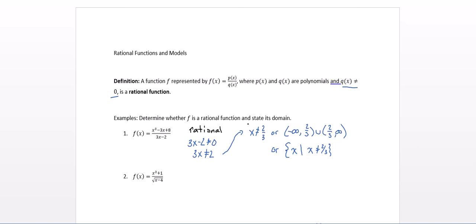Determine whether f is a rational function and state its domain. Okay, so x squared plus 1 is a polynomial. However, the square root of x minus 4 is not a polynomial. So this is not a rational function. Because it's not rational, I'm not going to bother with the domain at this point.